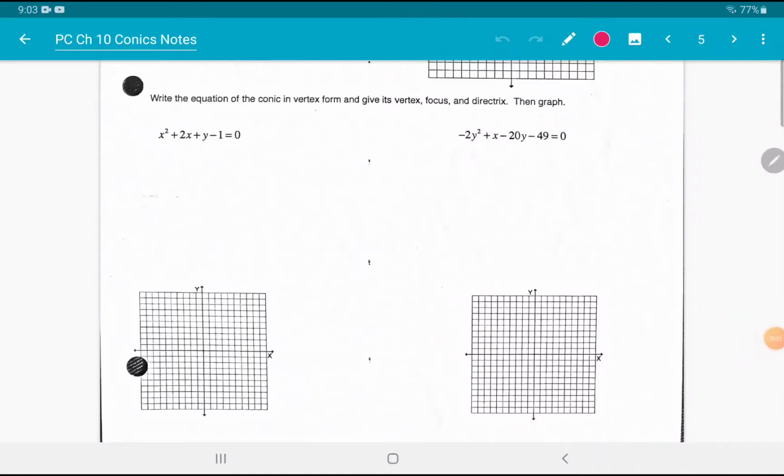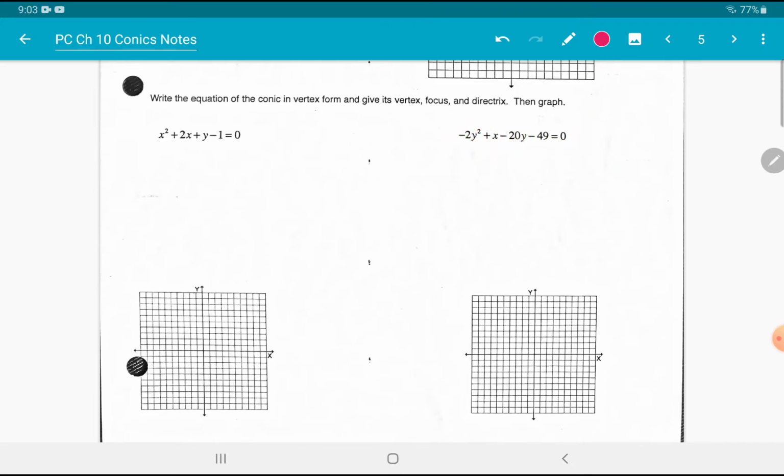Write the equation of the conic in vertex form and give its vertex, focus, and directrix. Then graph it. If we want this conic in vertex form, and we can see that these equations are actually parabolas, we know this because parabolas only have one of the variables being squared. If the other variable is not squared, then you have something in the form of y squared equals x, or x squared equals y. That's showing us that we have parabolas.